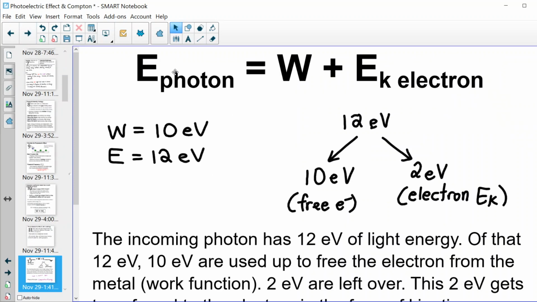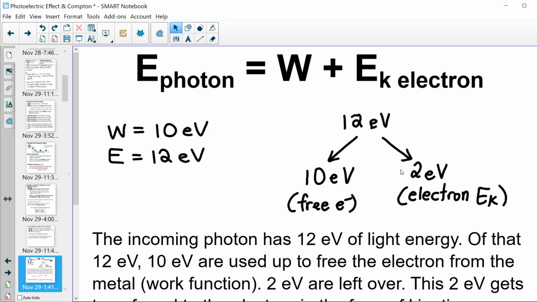So let's say we have a situation where we have incoming photons, and these photons carry 12 electron volts of energy, and they are landing on a metal, and this metal has a work function of 10 electron volts. What happens? Well, first thing to ask yourself is, will we get the photoelectric effect or not? And the answer is yes, we will, because here our photons have more than enough energy to overcome the work function. So of the 12 electron volts that the photons have, 10 electron volts are going to get used up by the work function. Or in other words, 10 electron volts will be used to free the electron from the metal surface.